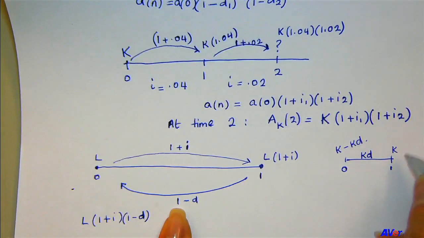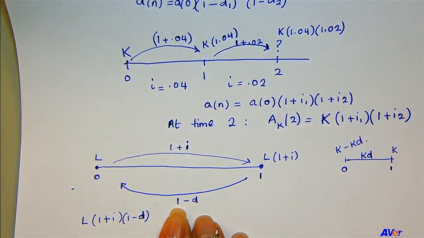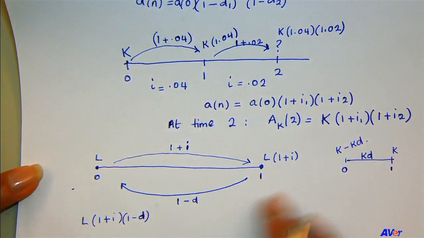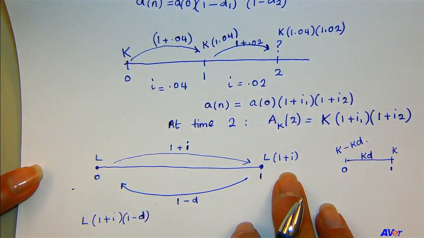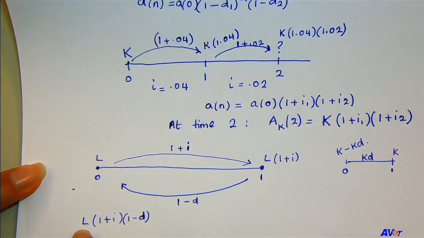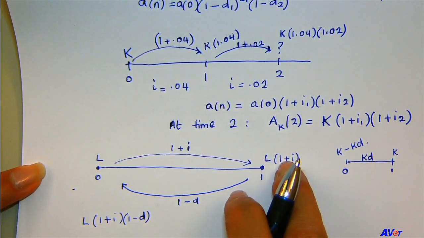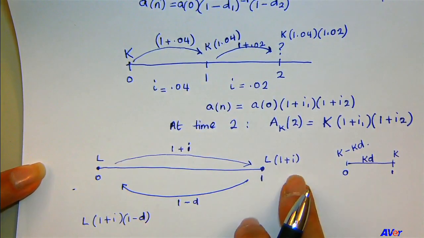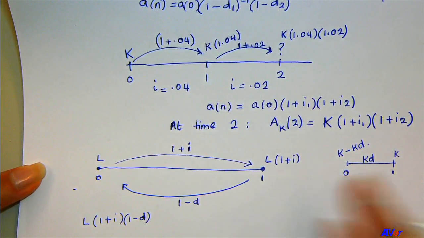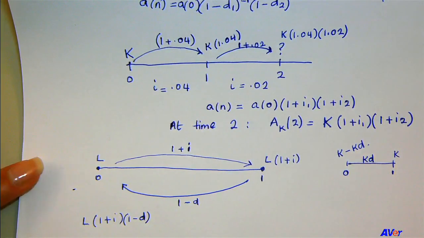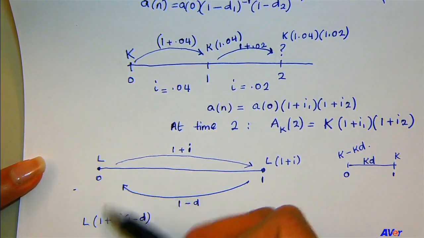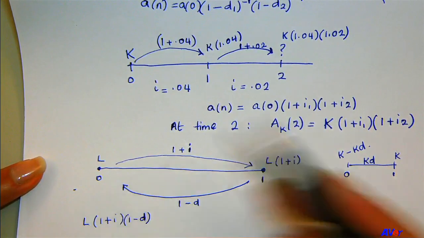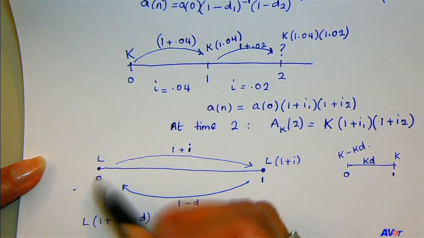What do you come away with now? K minus KD. That's what I'm doing here, see? Except my K is now L(1+I). So I'm going to come away with this amount times 1 minus D, which will be smaller than that amount, obviously, because you're multiplying by 1 minus the discount rate. So these two better be equal at all times, because that's what you have at time 0, right?